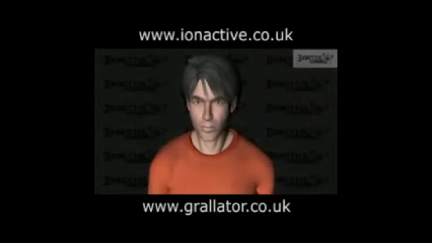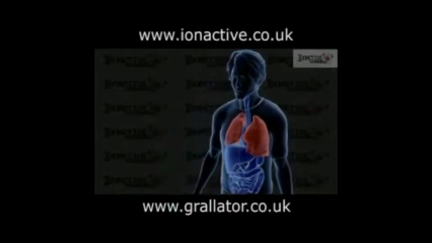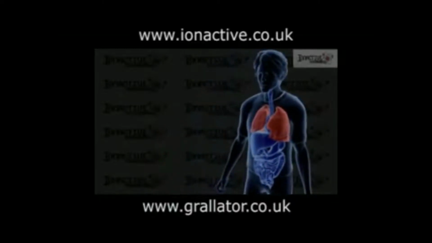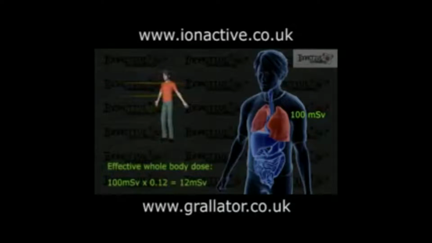To illustrate this, consider a radioactive particle that is inhaled and lodges in the lungs where it irradiates the local tissue. If the activity is such that the equivalent dose to the lung is 100 millisieverts, then we can work out the effective whole-body dose by applying the lung weighting factor of 0.12 to 100 millisieverts, so that the risk of detrimental effects from this is the same as those that would arise from a whole-body dose of 12 millisieverts from, say, an external X-ray source.